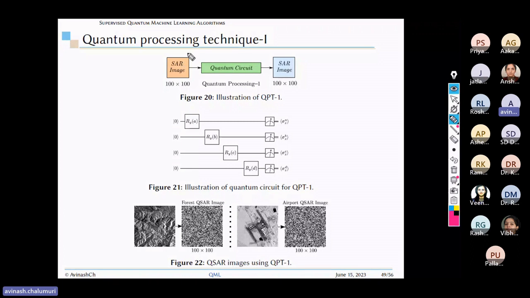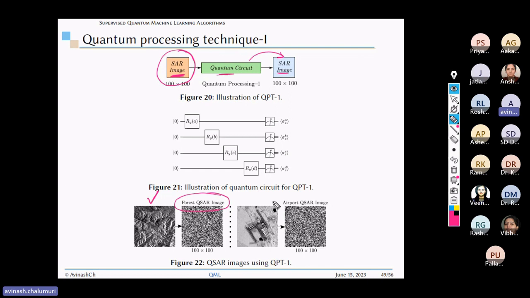So for example, you have an image and a quantum circuit, and you are able to process that, and you can get some SAR images out of it. These SAR images are specifically an observation of the quantum circuit. This is the original image and this is the SAR image obtained after quantum processing. This is the original SAR image and this is the SAR image obtained after quantum processing.